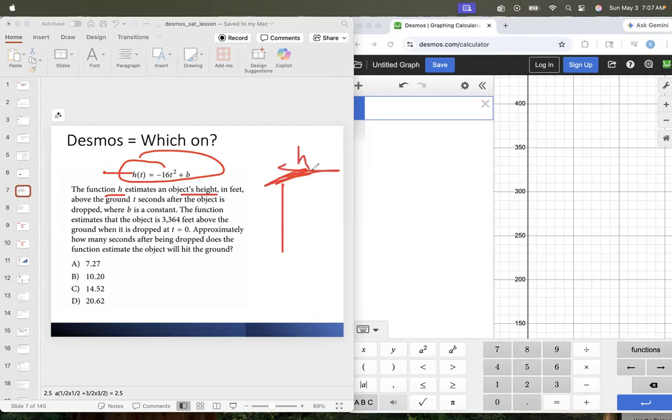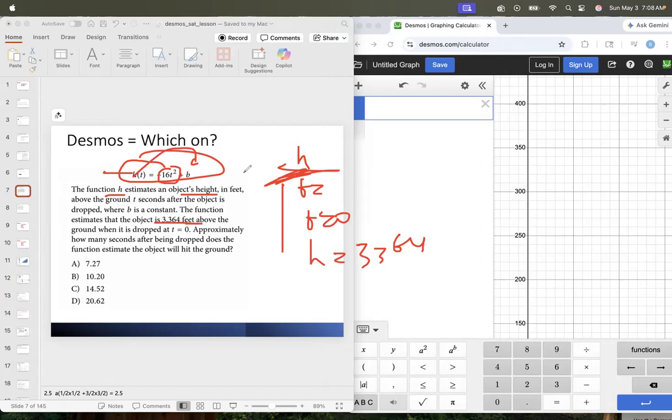This is H when the time it was dropped, right? And B is the constant. The function estimated the height of the object when T is equal to 0. The height of the substance is what? 3364. Therefore, when T is equal to 0, the height is B. You already have your B. This is mathematical thinking about it.